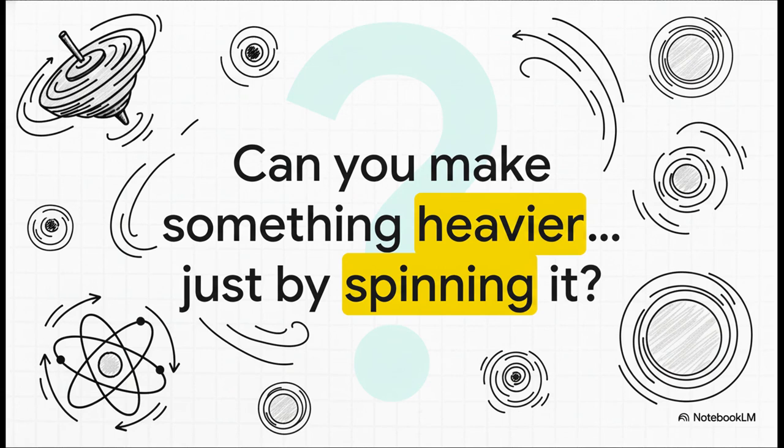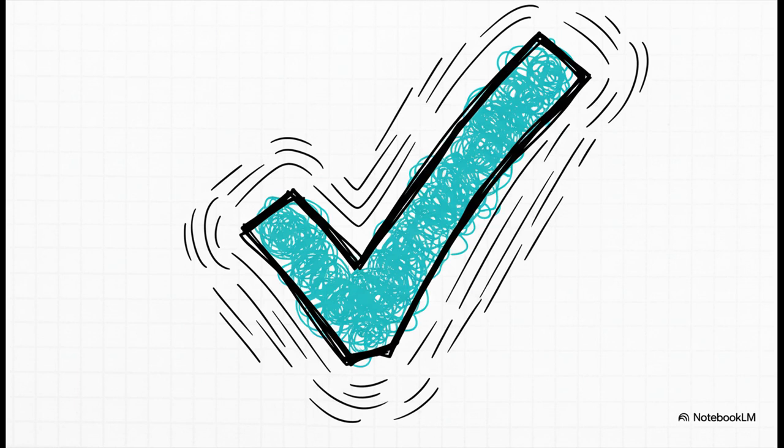Here's the big question. Can you make something heavier just by spinning it, without adding a single atom to it? Is that even possible? Well, it sounds completely impossible, right? But believe it or not, according to physics, the answer is yes. Yeah, you heard that right. So how on earth does that work?